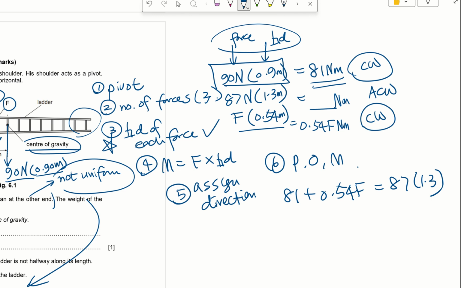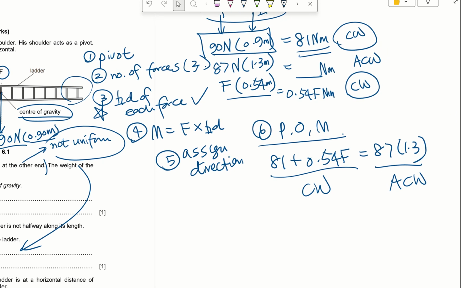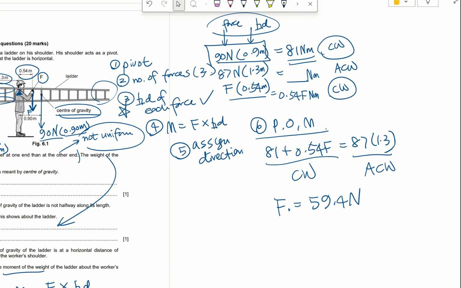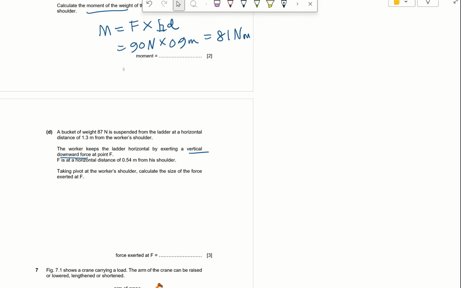Then I use the pen trick, okay, that I taught you all in class, to assign the direction, whether clockwise or anti-clockwise. And because the question says that it is horizontal, that means I can then apply principle of moment. So I add up all the clockwise moment versus the anti-clockwise moment. Then I do my math correctly. I'll get 59.4 Newton for my F. Okay. So let's go to question 7.